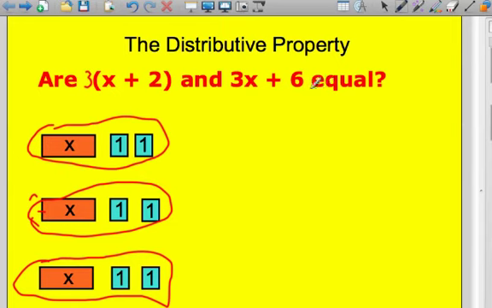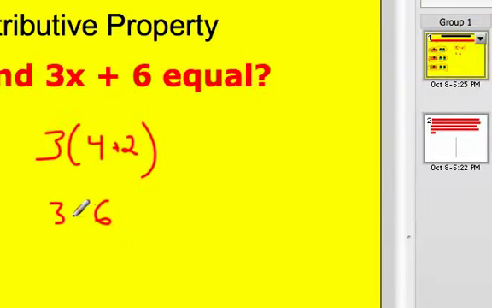Here's another way. Imagine we make the value of x here 4. You can make the value of x anything you want, but I'm going to make it 4 for both of these expressions. So we have 3 times 4 plus 2. I'm just substituting for the value of x here. And 4 plus 2, we do that first, the stuff in parentheses, we get 6. And then 3 times 6 would get you 18.